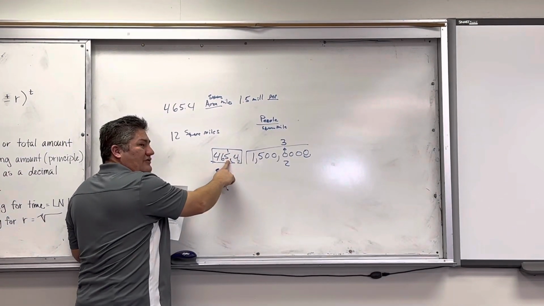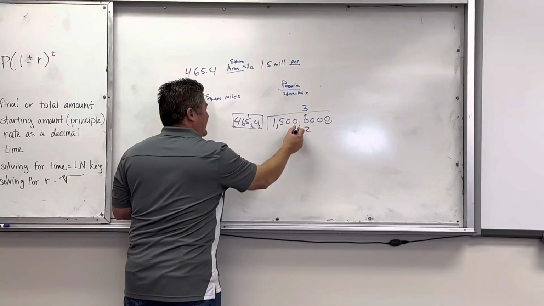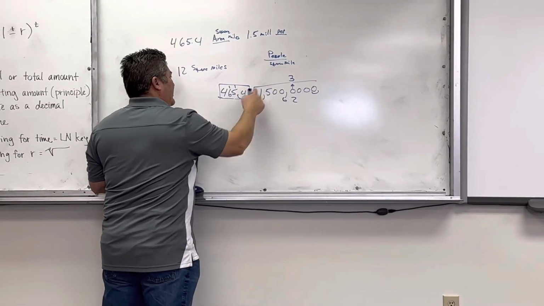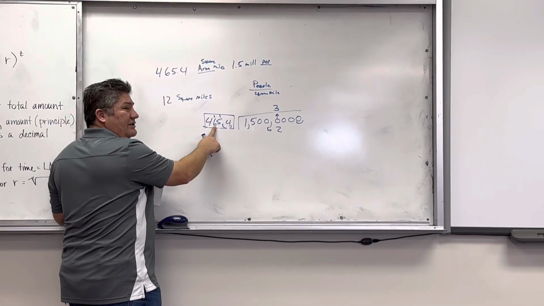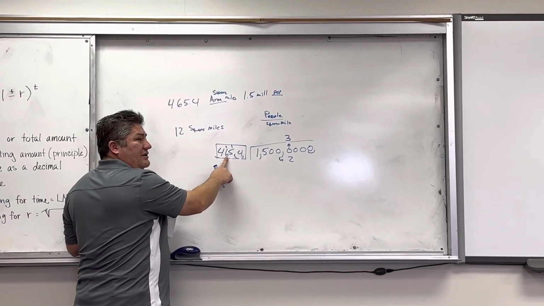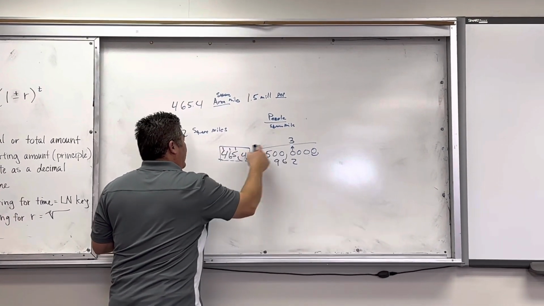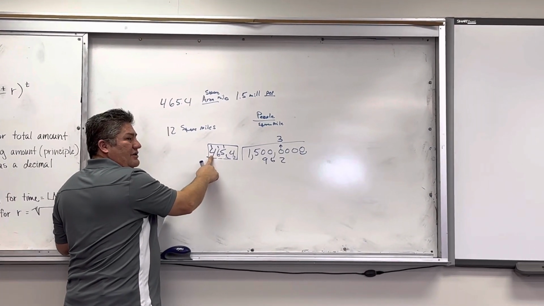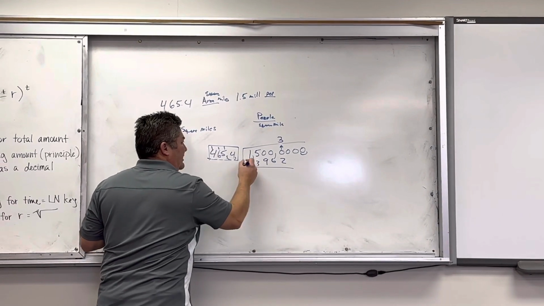3 times 5 gives you? 15 plus 1 is 16. 3 times 6 is 18 plus 1 is 19. 3 times 4 is 12. 12 plus 1 is 13. What do I do with these?